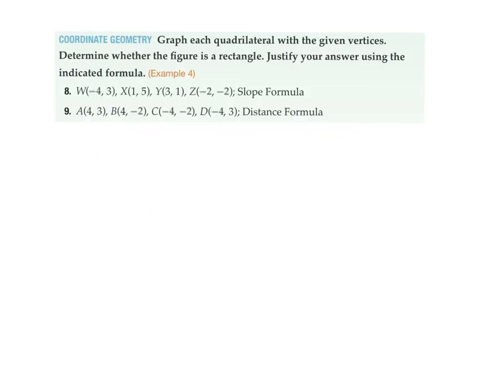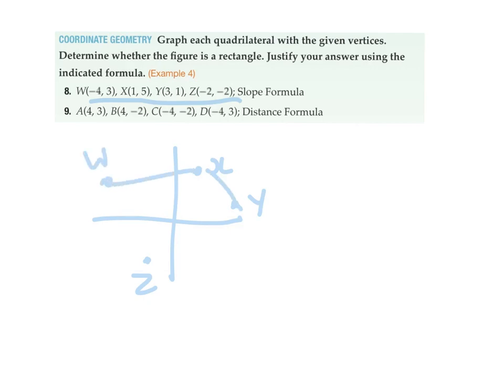Okay, so question number 8. Here's your 4 coordinate points. Very quickly plot your points. X is here. Y is over here, Z is down here, and W is over here. All right, join your 4 points together. Well, straight away, the moment you've joined it, you know that it cannot be a rectangle, but you've still got to prove it, because it says justify your answer using the indicated formula.